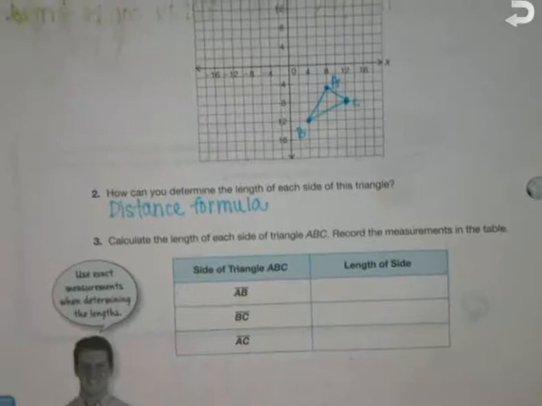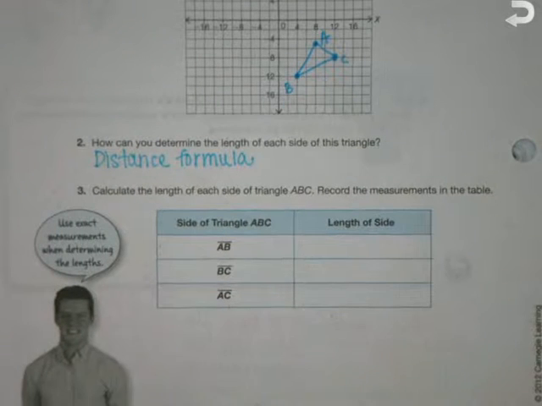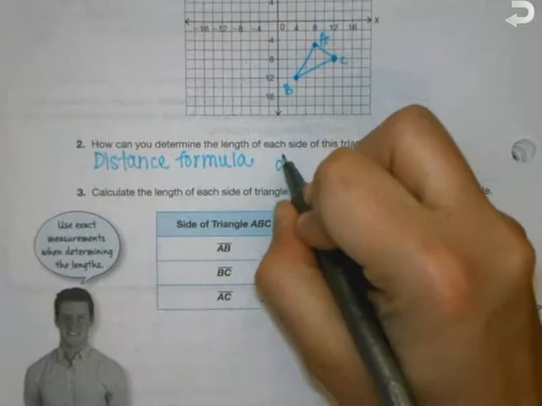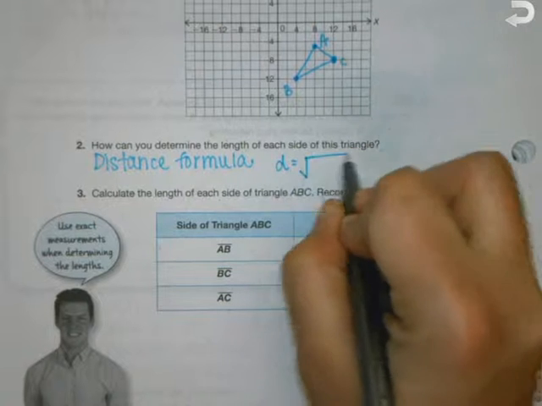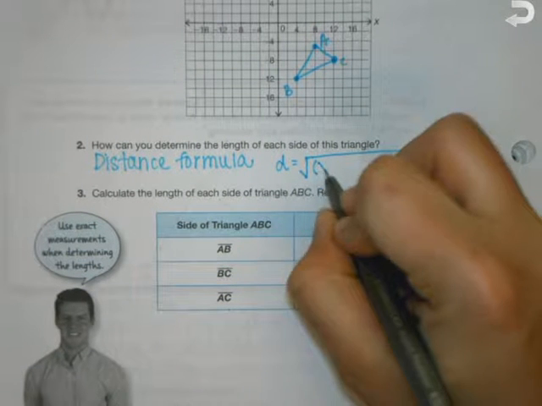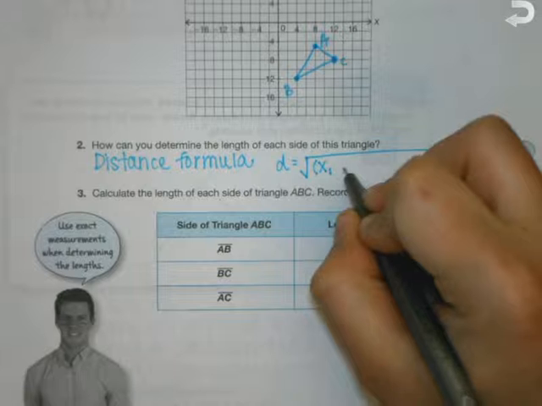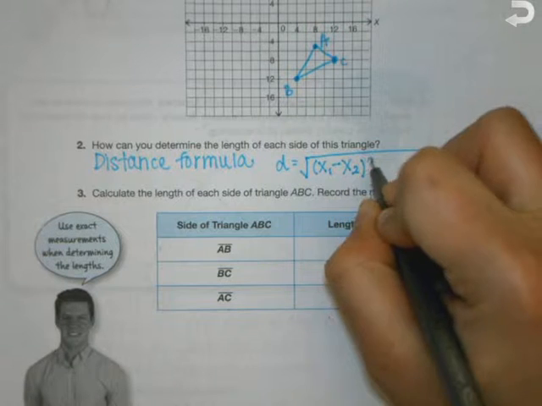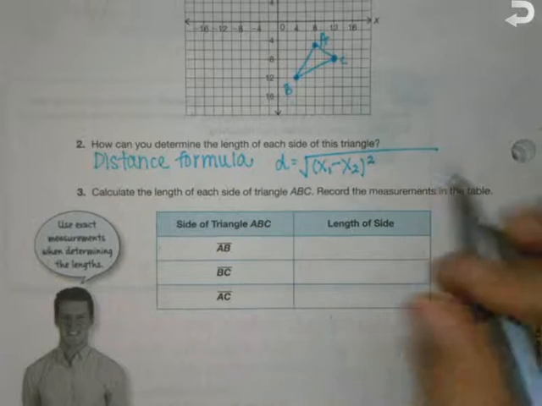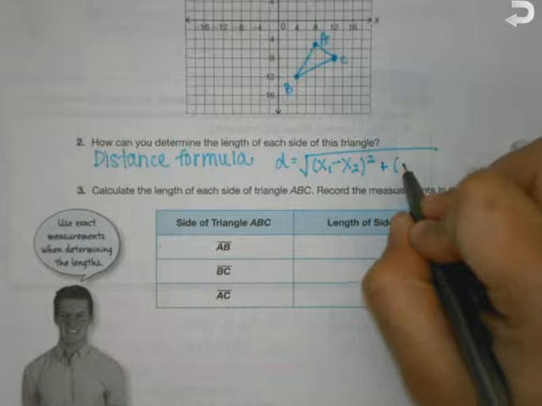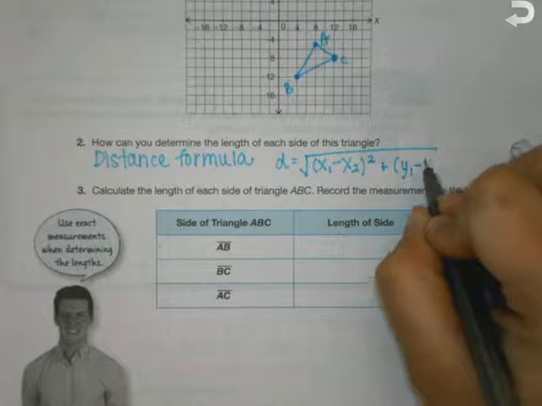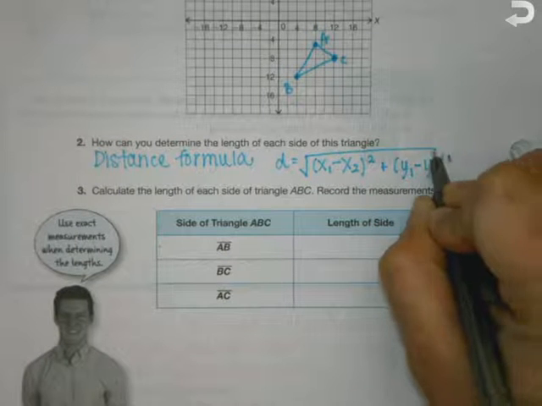So just as a reminder, distance formula is D equals the square root of (x1 minus x2), and then we square it, plus (y1 minus y2), and then we square it.